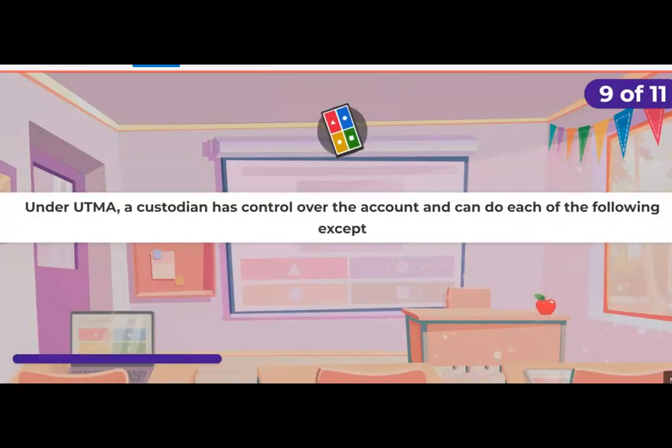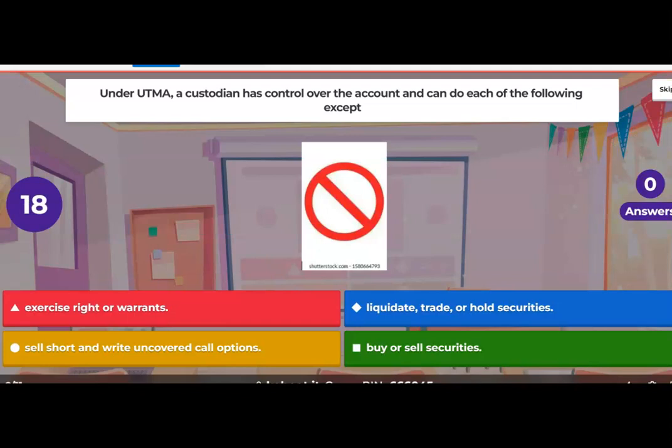Under UTMA, the custodian has control over the account and can do each of the following except: A, exercise rights or warrants. B, liquidate, trade, or hold securities. C, sell short or write covered options, or D, buy or sell securities. I think I might have mentioned this one.